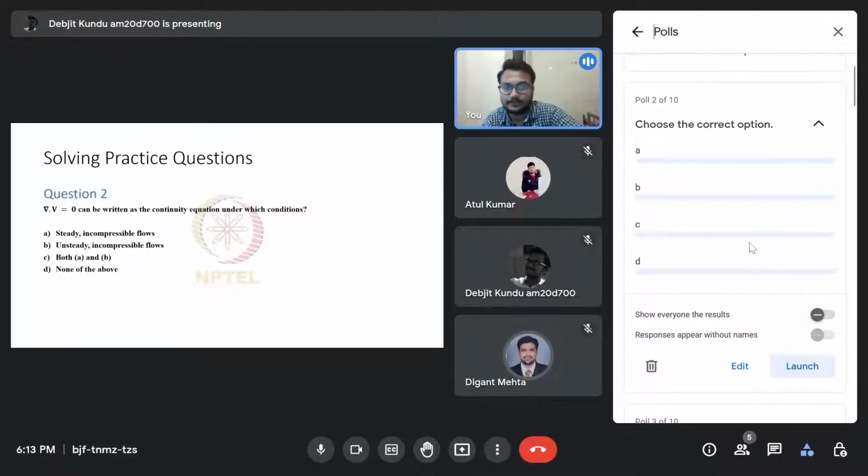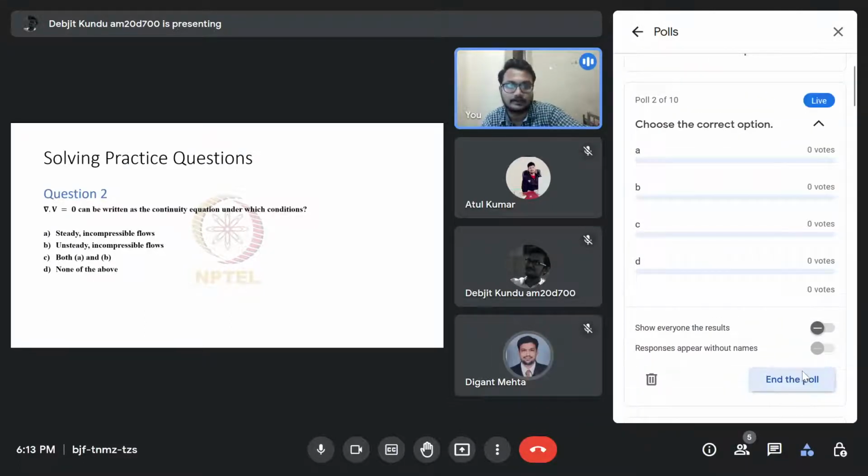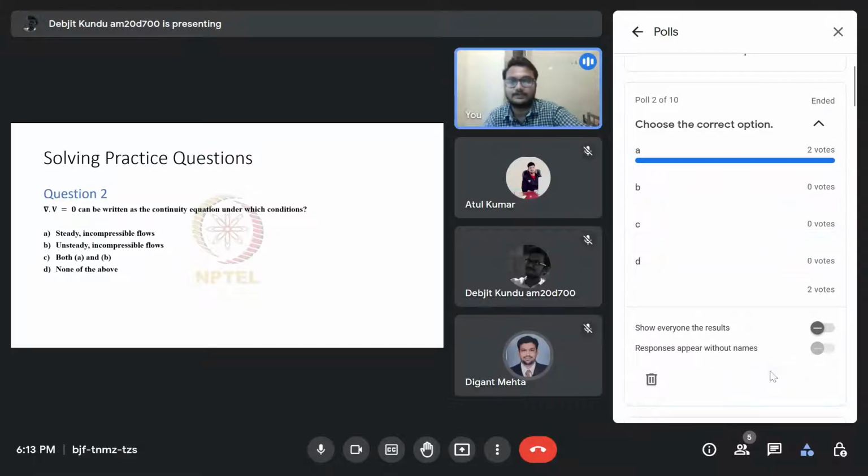So try to read this question carefully, and once again I'll launch the poll. Once you have figured out the correct answer, you can select the option within the poll. Okay, so quick responses, all in favor of option A once again. But if we look at the solution, it's not only option A, it's true for option B as well.